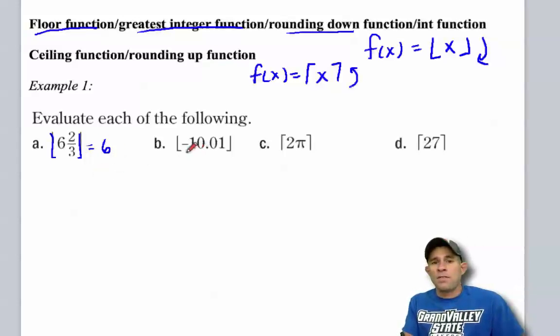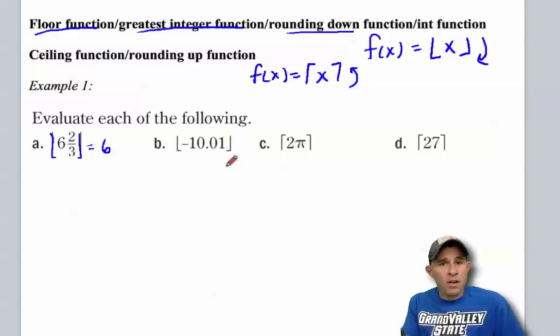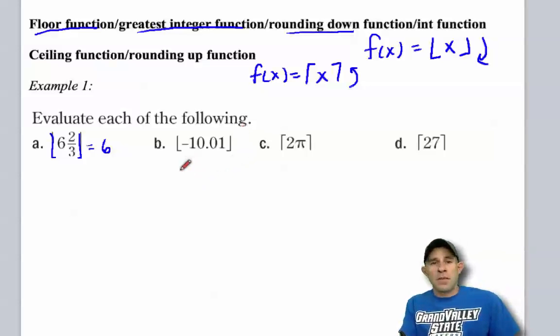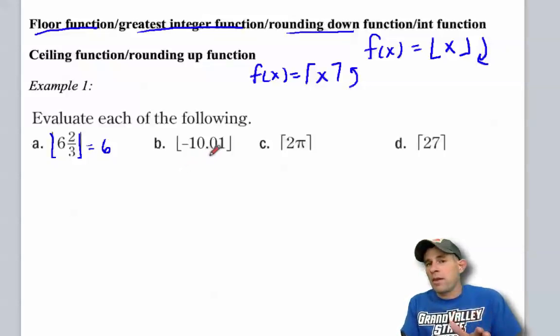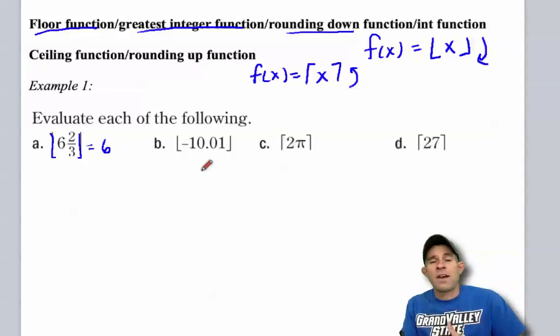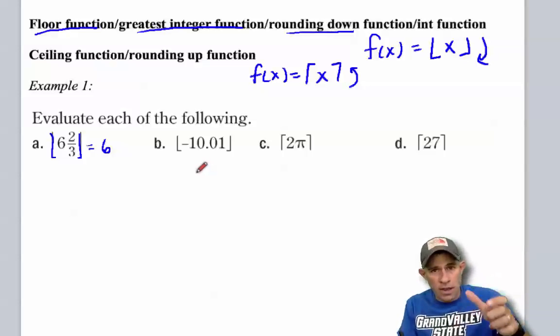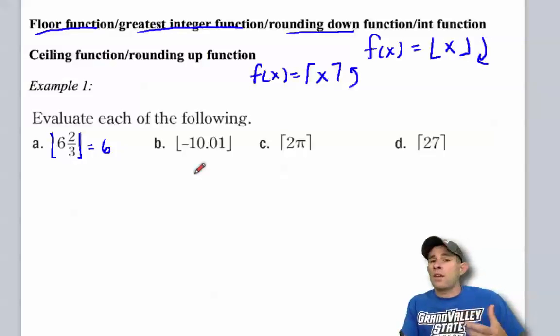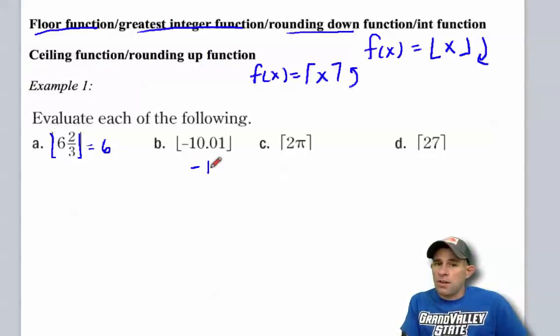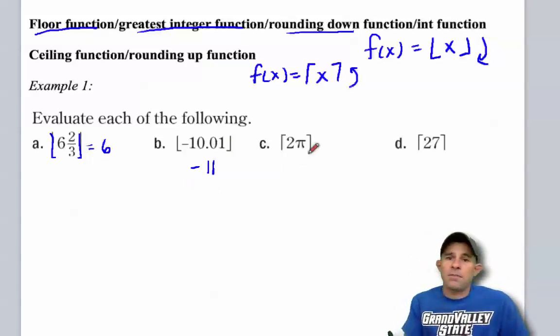In B, we have negative 10.01, and it's also being rounded down. So now be careful with this one. You might suspect it to be negative 10, but it's actually not negative 10 because we're in the negatives. If I round down from a number that's just over negative 10, I'm actually going to end up at negative 11. So if I round down negative 10.01, I'm going to end up at negative 11.